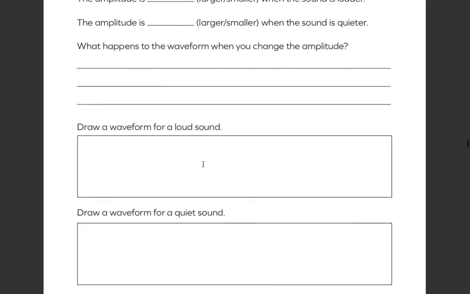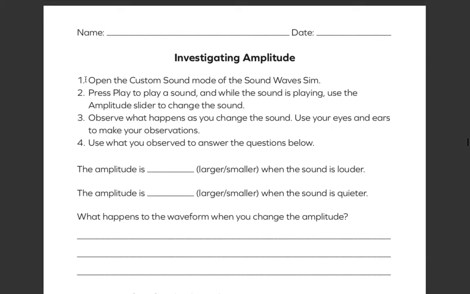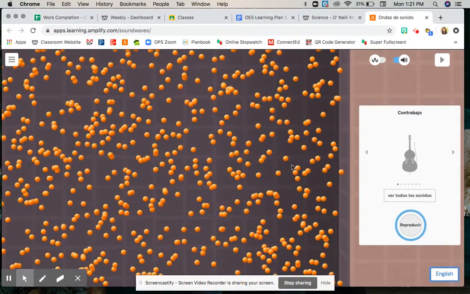So please open up your workbooks to page 47. And there you guys can go ahead and look at the directions at the top. It says, number 1, open the custom sound mode of the Soundwave sim. So you will need to use this sim for this. So I'm just going to go straight to the sim here.